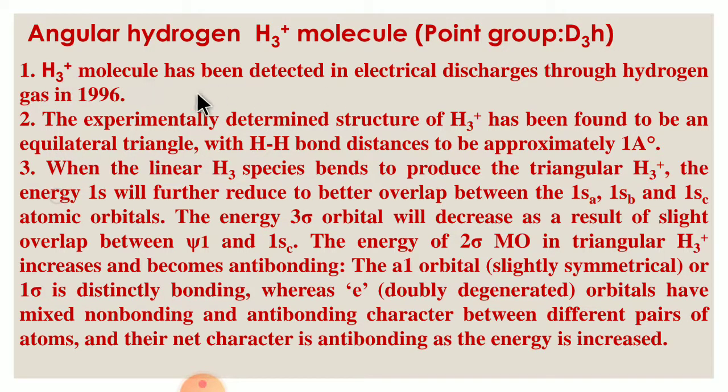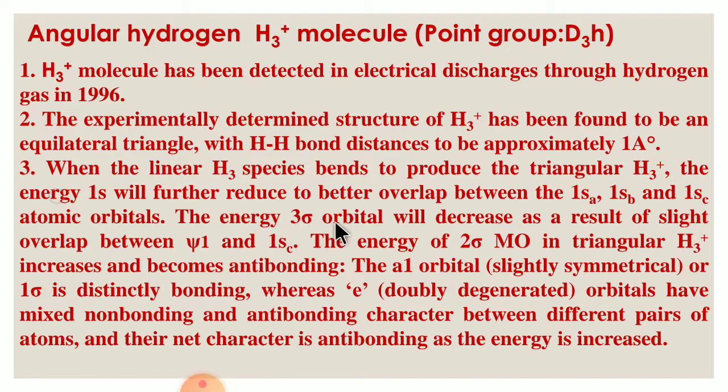The H3 plus molecule was detected in electrical discharges through hydrogen gas in 1996. The experimentally determined structure of the H3 plus ion has been found to be an equilateral triangle with H-H bond distances of approximately 1 angstrom. When the linear H3 species bends to produce the triangular H3 plus ion, the energy of 1s will further reduce due to better overlap between the 1sa, 1sb and 1sc atomic orbitals.